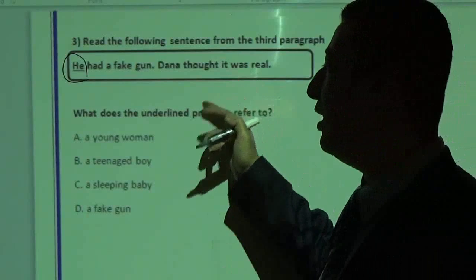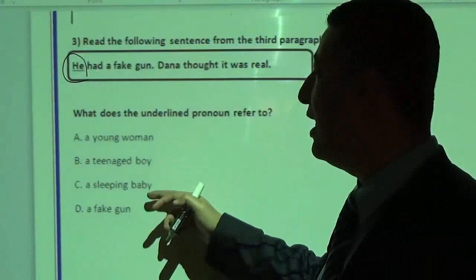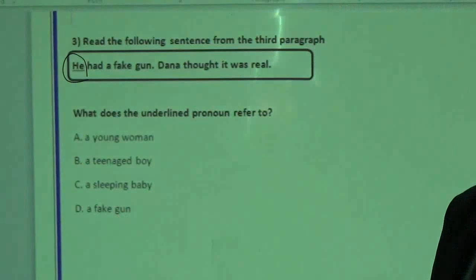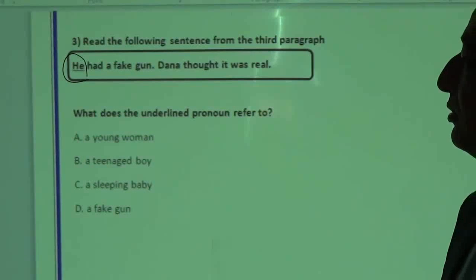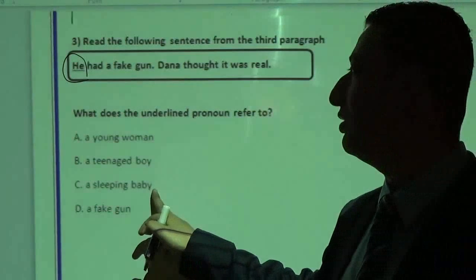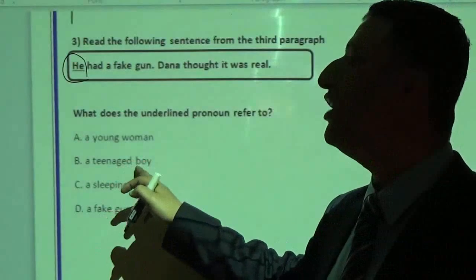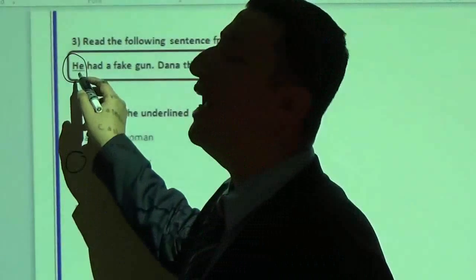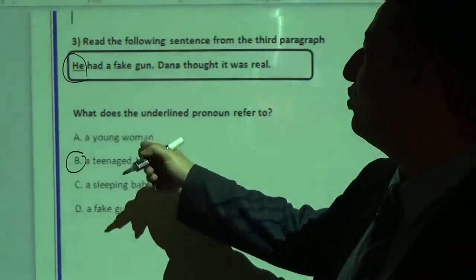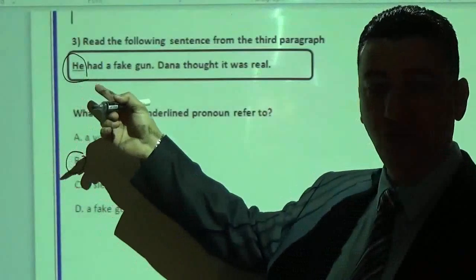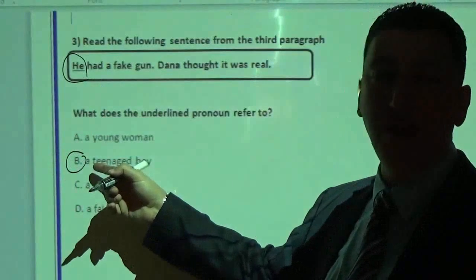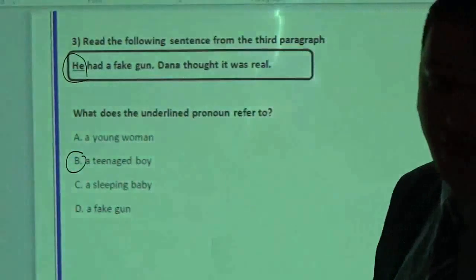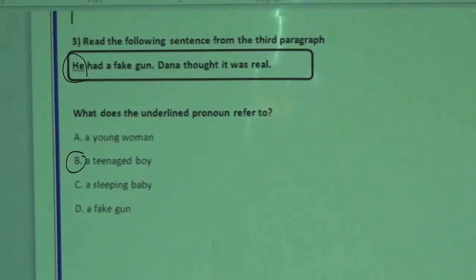Who had this fake gun? I am a woman, a teenage boy, a sleeping baby, a fake gun. Try to think. Sleeping baby? No, of course not. It will be a teenage boy. That's right. It will be number B. A teenage boy, because here we have he. If we speak about I am woman, I'll say she. Okay? But now I'm speaking about a man. So a teenage boy means he had a fake gun. Okay? Next question, question number 4.